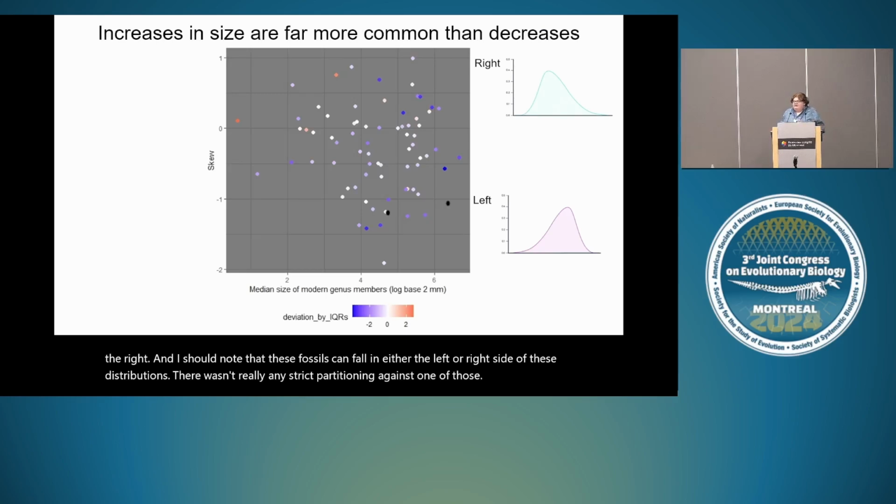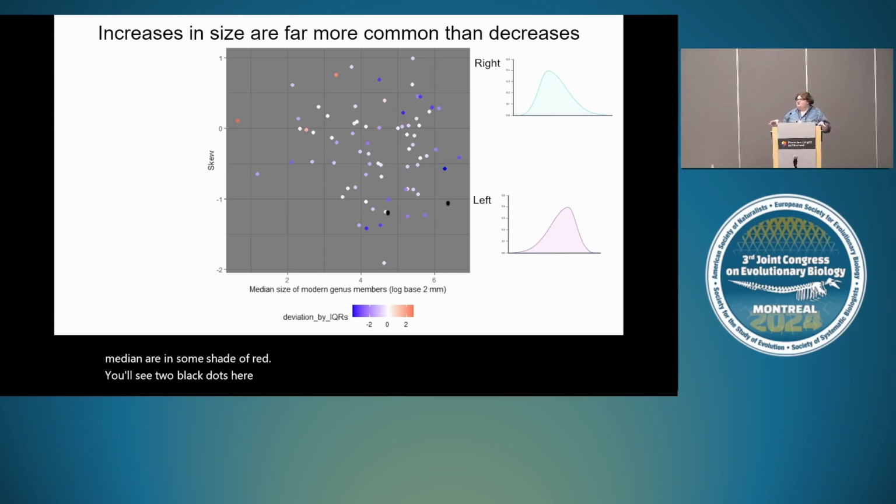So moving on to results, here I have plotted the modern genus median sizes against the modern distribution skewness, with each point colored by how many interquartile ranges away from the modern median the first fossil size is. So fossils that are smaller than their modern median are in some shade of blue, and those that are larger than their modern median are in some shade of red. You'll see 2 black dots here. These ones are extreme outliers. They are far smaller than their modern medians. They're upwards of 10 IQRs away, while you can see that usually these fall between -4 and +3 or so IQRs away.